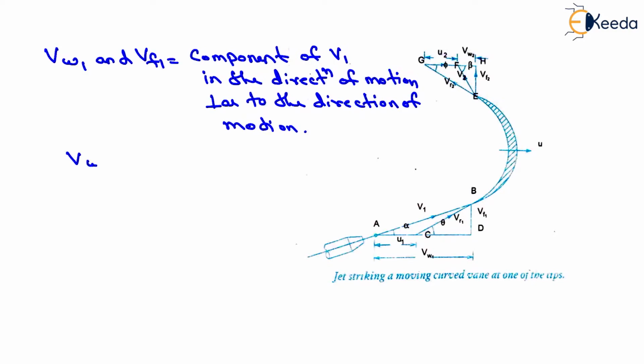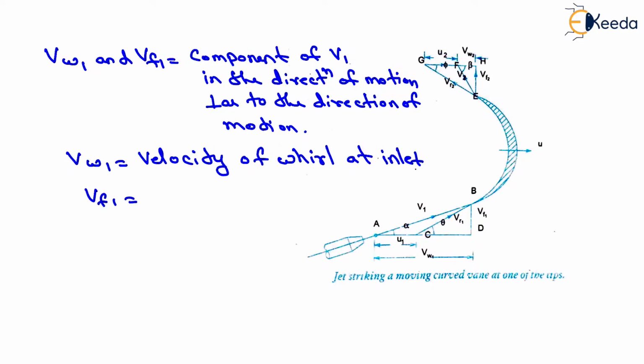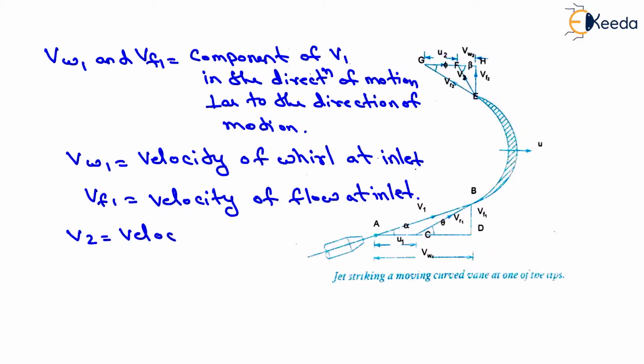Now VW1 is also known as velocity of whirl at inlet. So we can write VW1 will be equal to velocity of whirl at inlet. VF1 is also known as velocity of flow at inlet. Now V2 will be known as velocity of the jet leaving the vane or velocity of jet at outlet. So we will write it as velocity at outlet.